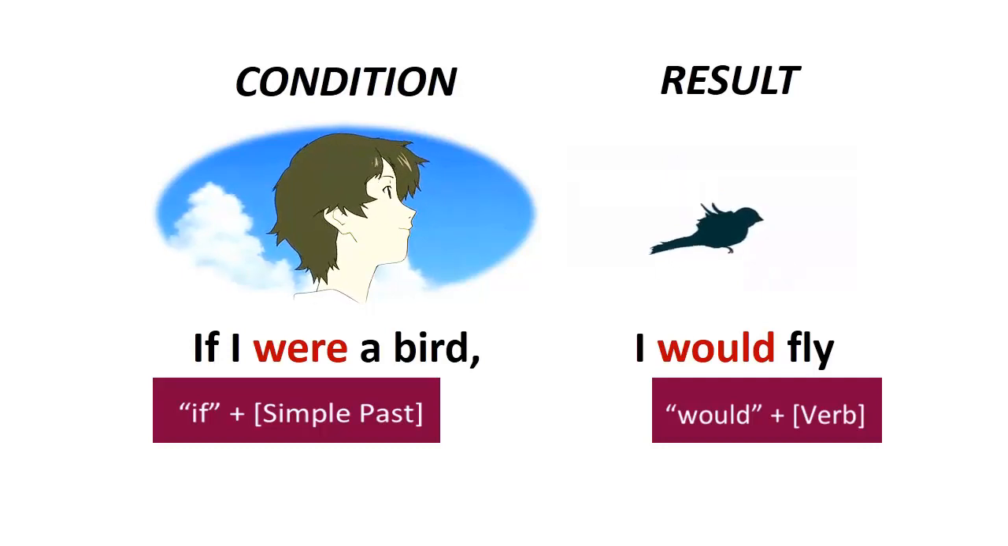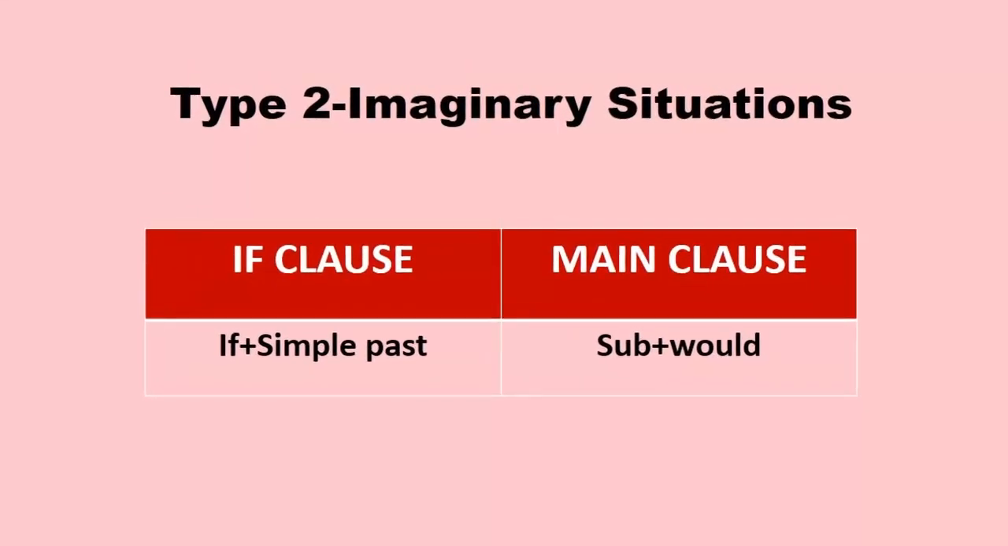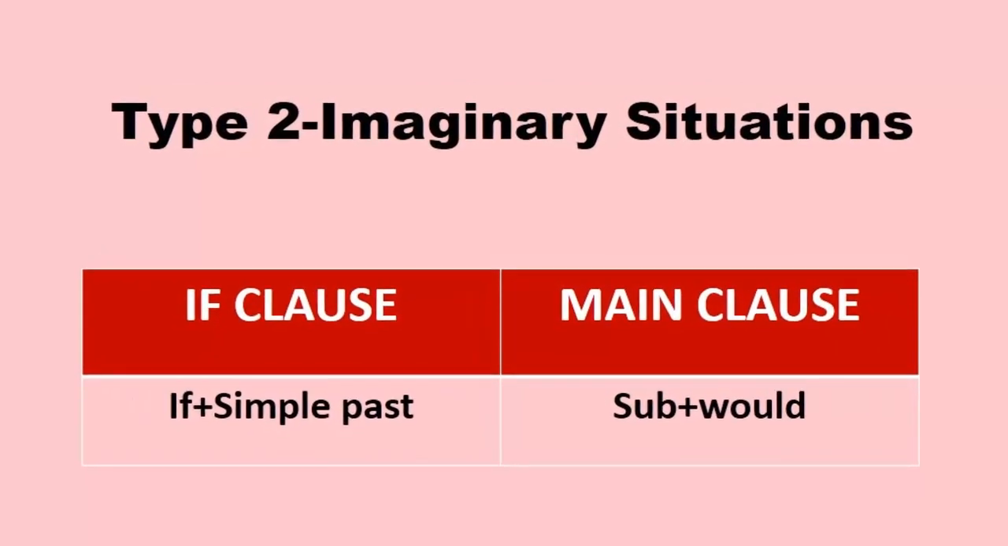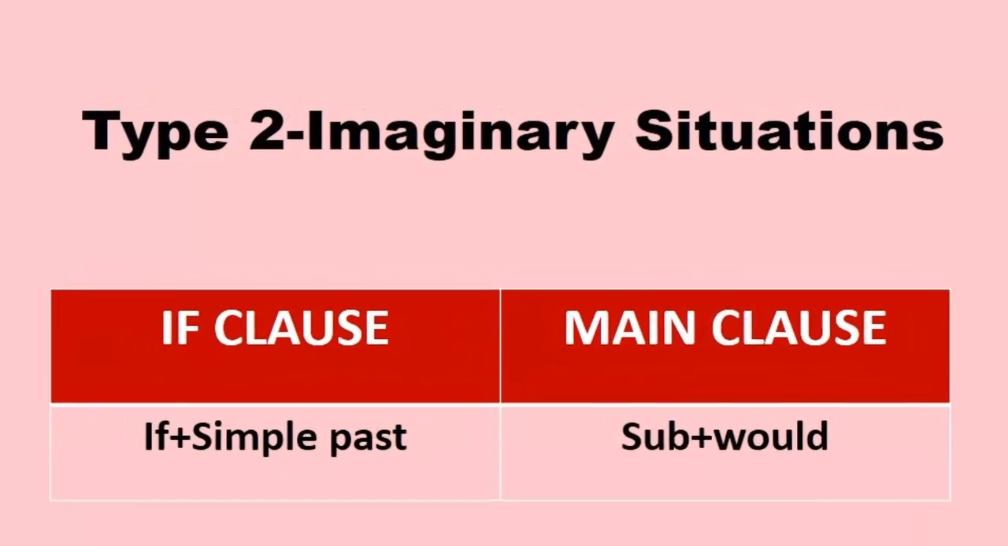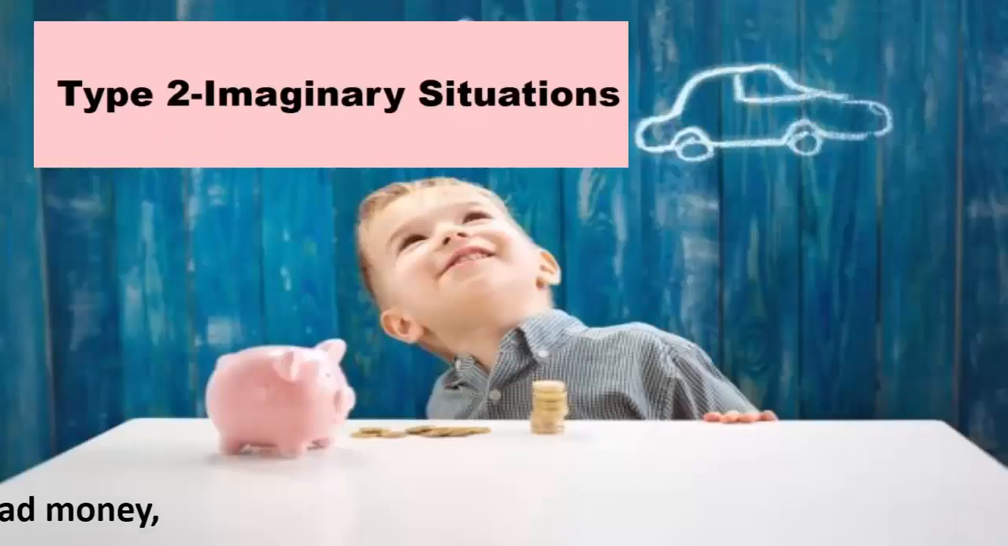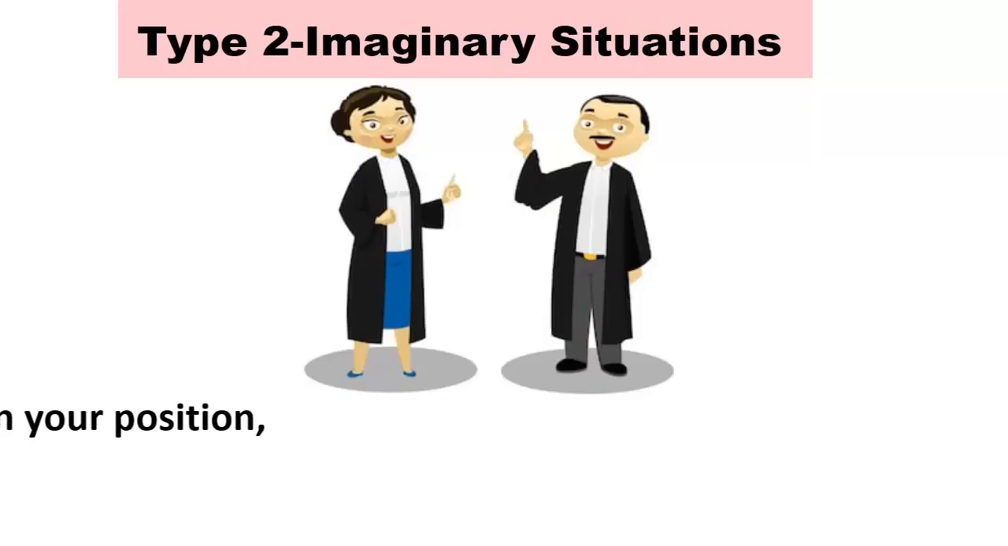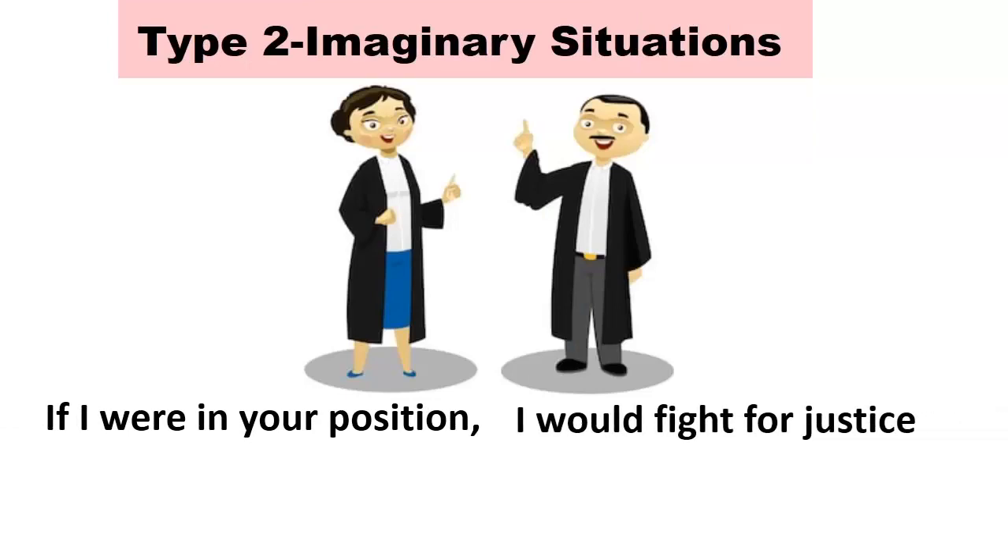The structure of the first part of the sentence is if plus simple past. The result part of the sentence is I would fly. The structure of the second part of the sentence is subject plus would. The structure of this conditional sentence type 2, which is used for imaginary situations, is: We have similar examples. If I had money, I would buy a car. If I were in your position, I would fight for justice.